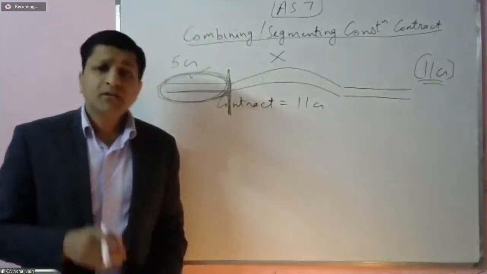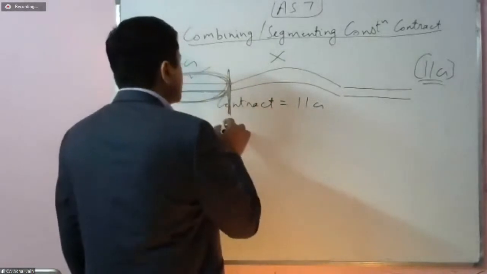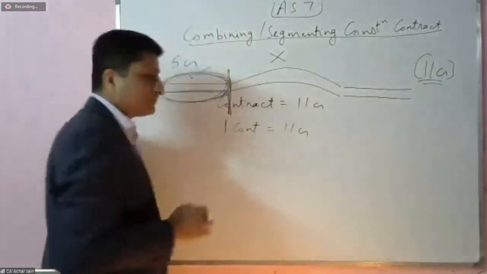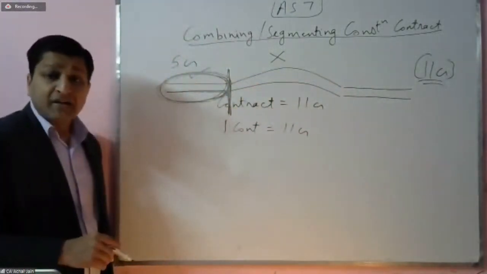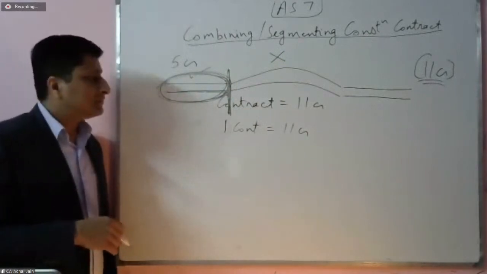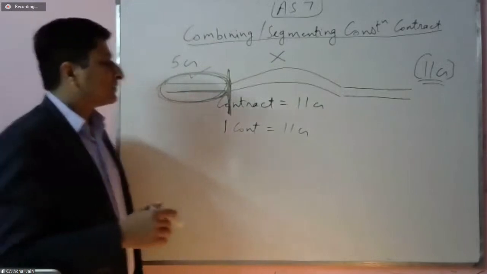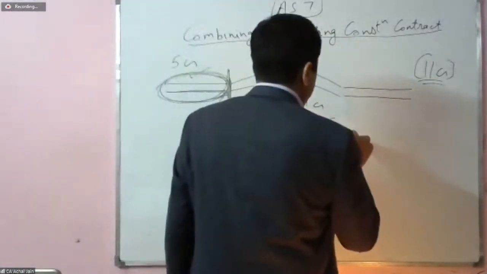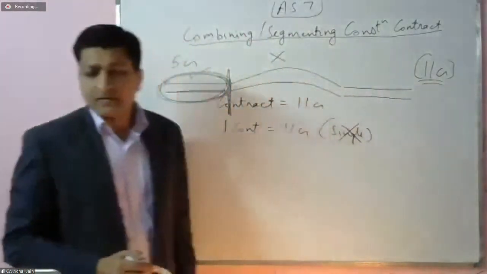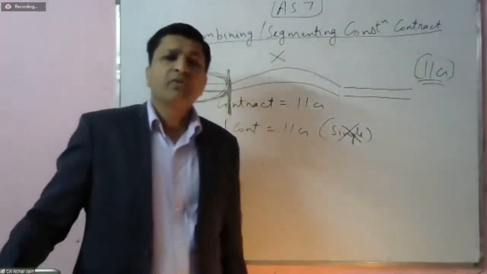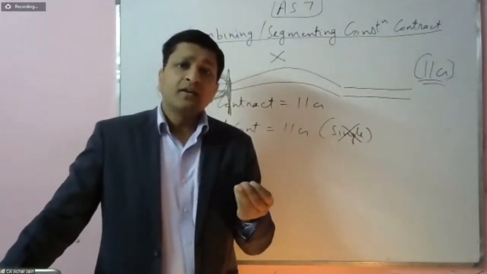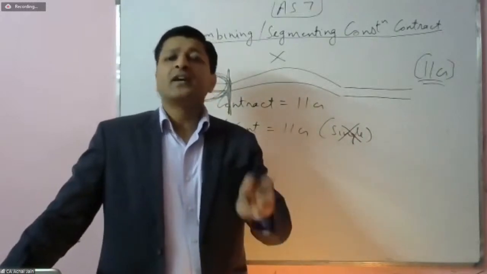Okay. Now in this case, what do we find? There was one contract of 11 crores. But do we really see this to be a single contract? No. In substance, this is not a single contract. In substance, what do we find? There are 3 different contracts which are legally executed in a combined manner.